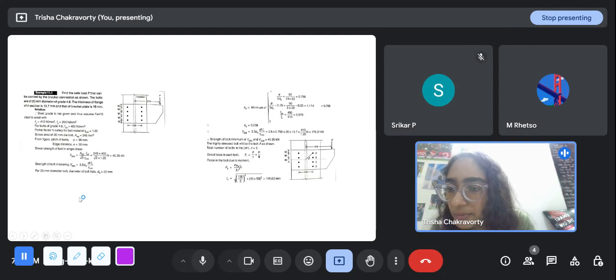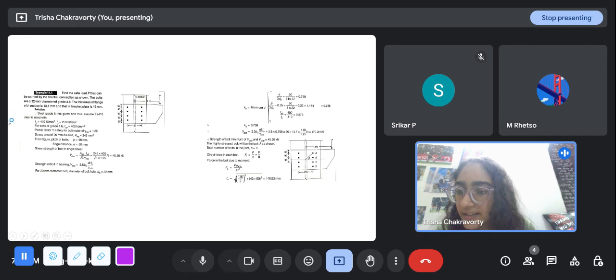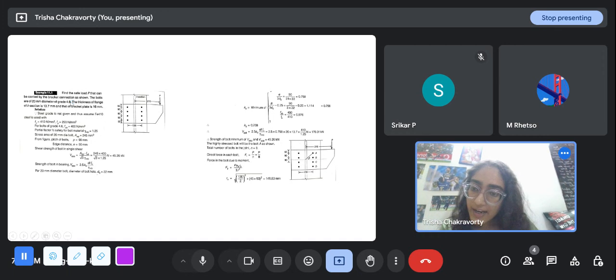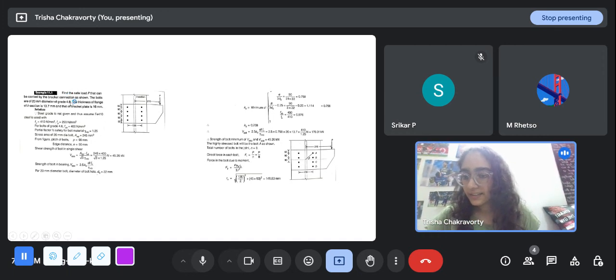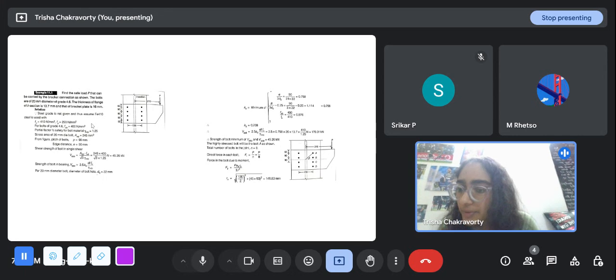The bolts are of 20 diameter of grade 4.6, and the thickness of the flange of the I section is 13.7 and that of the bracket plate is 16. Steel grade is not given. Let us assume Fe410 steel. Now for the bolt grade, 4.6 bolt means that the ultimate strength is 400, like 100 into this value 4, and the yield strength will be 0.6 into 400, that will be 240. And the Fy and Fu of the plate material are taken for the usual grade of steel, 250 and 410.